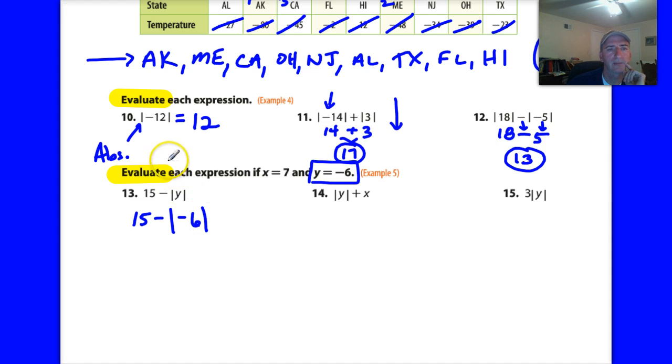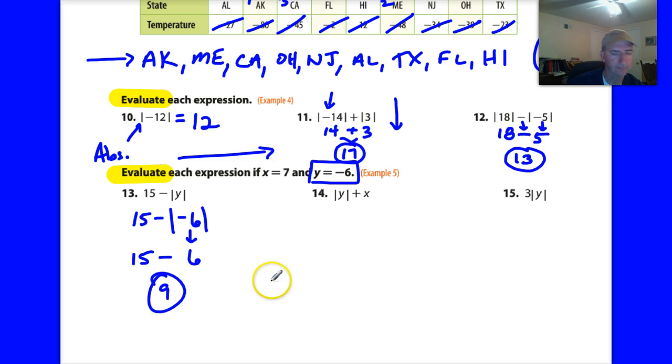So remember what we did up here a little bit ago? You got to do that absolute value before you do anything else. So that's the first thing you do. Down the page, just like me. Get it all on there. 15 minus 6, 9. There you go. Let's take a look at 14 then.